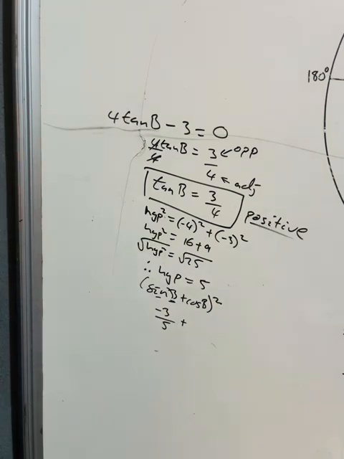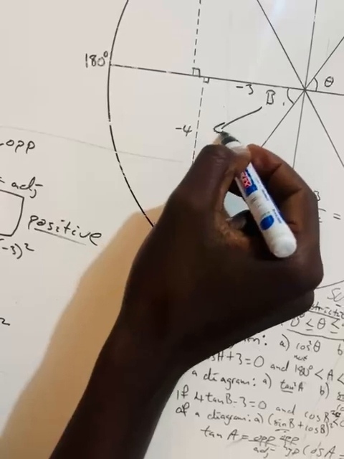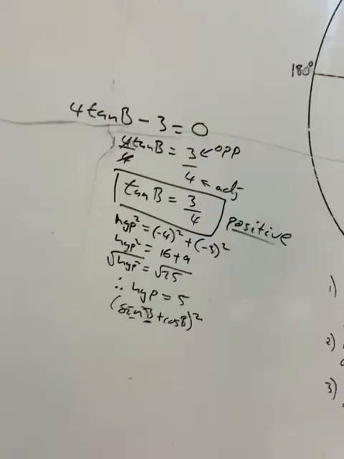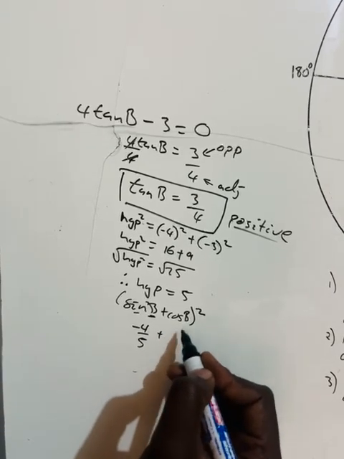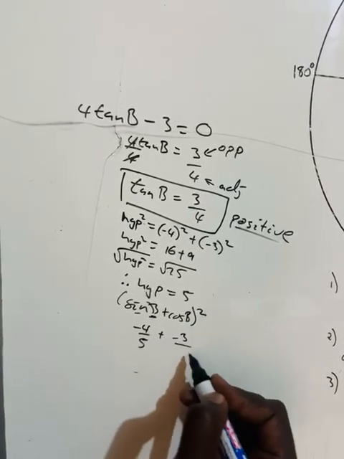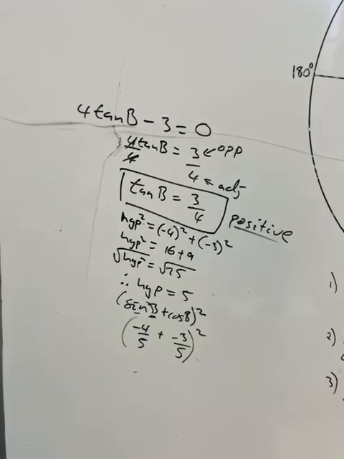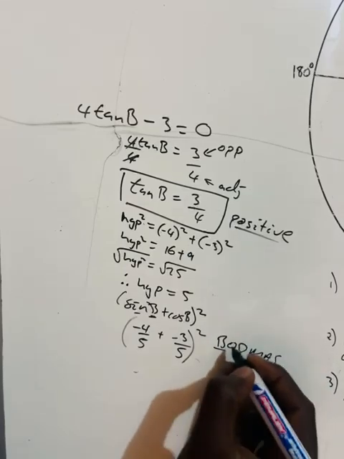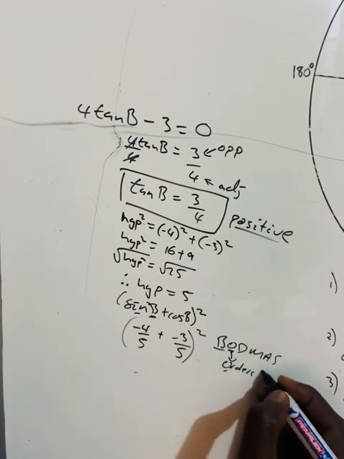I'm making a mistake here, so let me refer to the diagram. This is angle B. The opposite is negative 4. The adjacent is negative 3. So if I talk about sin here, the opposite is negative 4 over the hypotenuse, which is 5, plus the cos, adjacent is negative 3 over the hypotenuse, which is 5. And we have been told that this is to be squared. Now we are using our BODMAS, which says that we must start with the brackets and after that we must go to orders. The O stands for orders, meaning exponents.